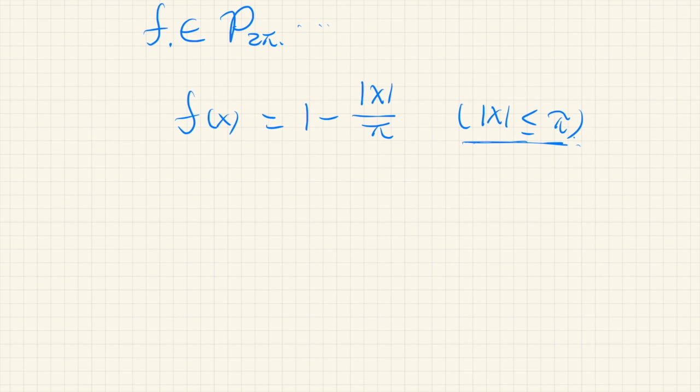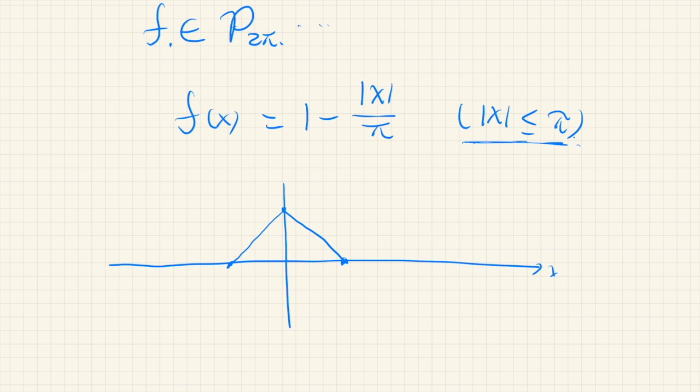Okay, so let's plot this. Let's say this is 0, and when x is equal to 0, it's 1. And when x becomes plus or minus pi, then it reaches 0 here. So it looks like this triangle. This is negative pi, and this is pi, and this is 1. And so this shape just repeats over and over like this.